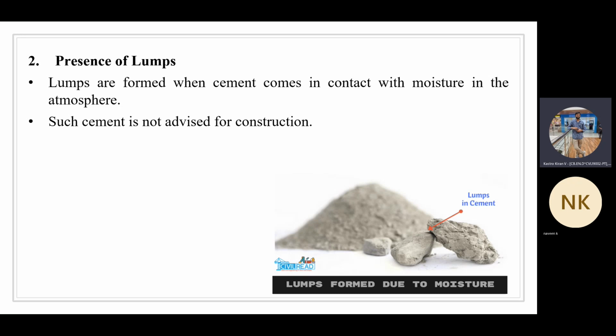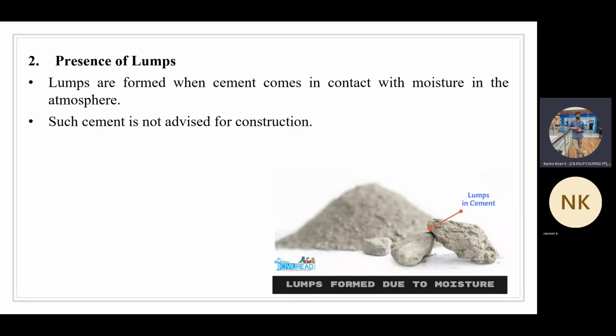So usually we see that as soon as the structures get constructed, maybe within 1 month or maybe within 6 months, cracks will get initiated on the surface of the structure. One reason for the crack initiation could be the presence of lumps. When you have lumps, that means that cement is already exposed to the moisture. When the cement is already exposed to the moisture, it will not be available in the form of powder. It will be available in the form of small cement lumps, small cement stones, you can say. So these things are very bad for construction activities. Such cement bags which are filled with lumps are not advised for the construction of structures.